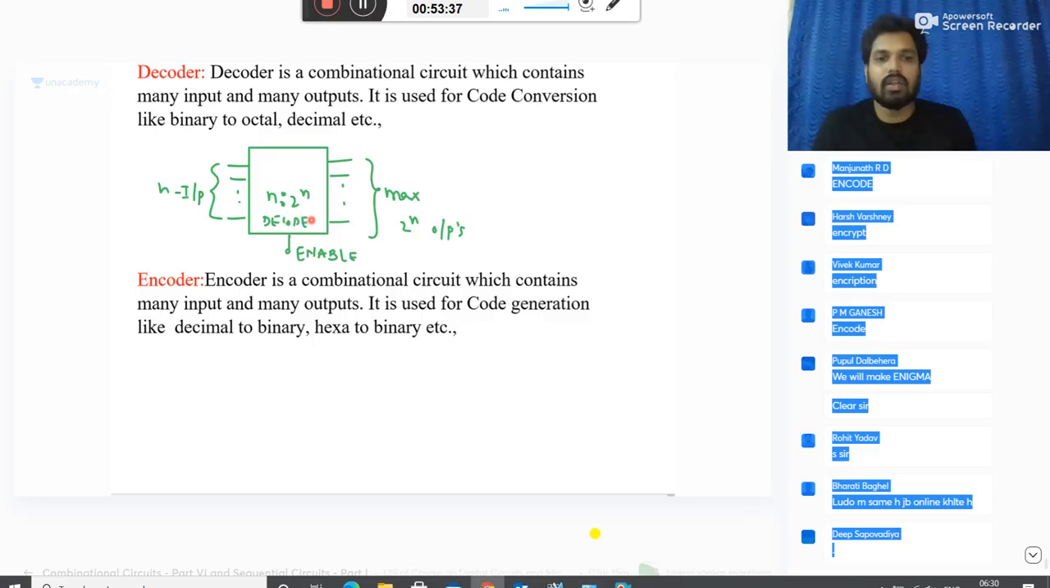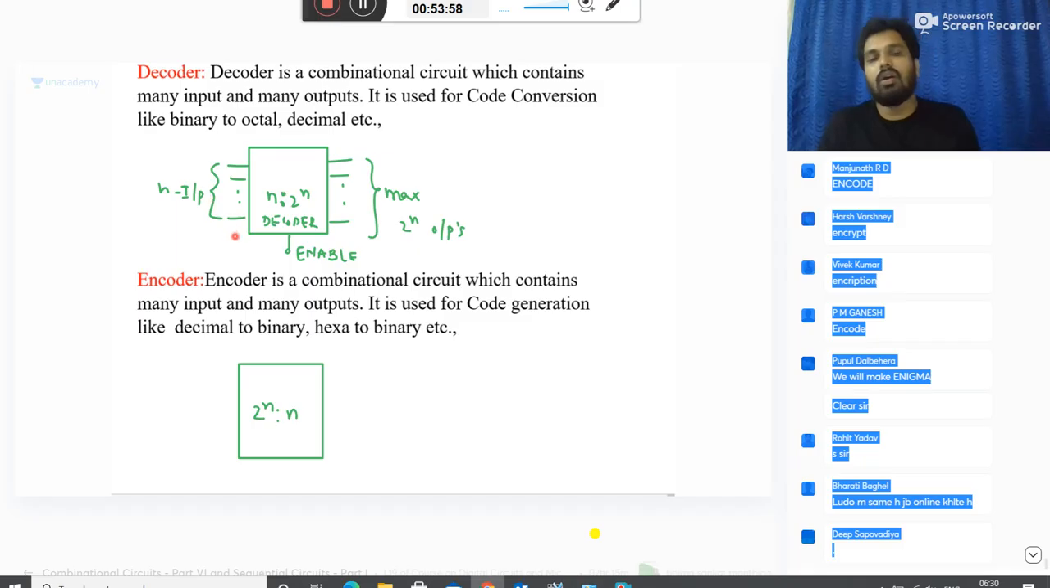This is the structure. I have a block diagram of your n by 2 power n decoder: n inputs and 2 power n outputs. We'll take one example and check it. Similarly, you can have an encoder. Encoder is exactly the reverse of this. Here you give n inputs and you get 2 power n outputs, like binary to octal or decimal. In an encoder, you give 2 power n inputs, maybe a decimal or hexadecimal input, and it converts into binary, or generates the code here.